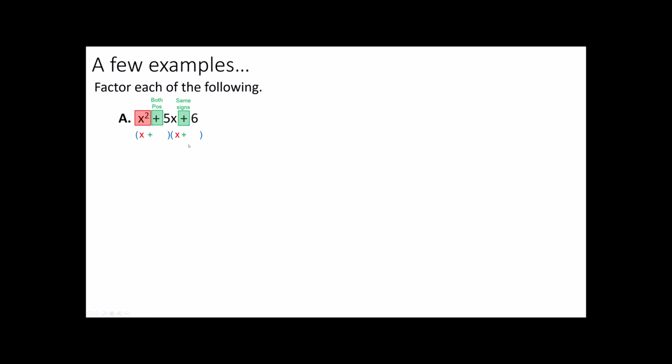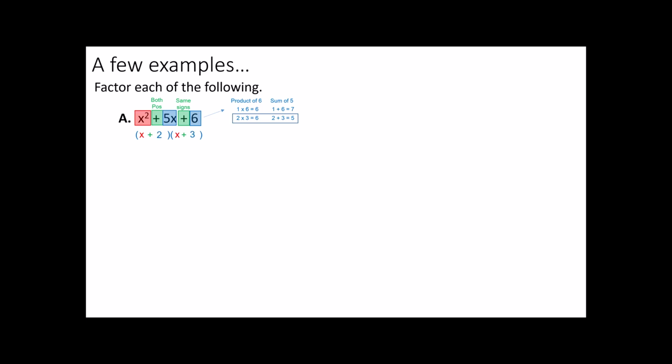And then I'm going to take these last two numbers and multiply them together, and they have to give me a 6. Now, there's only two possible combinations that will give me a product of 6. Either I have to have a 1 times a 6, or I have to have a 2 times a 3. Now, when I work this out, if this is a 1 and this is a 6, I'm going to get x squared plus 6x plus 1x. If it's a 2 and a 3, I'm going to get x squared plus 3x plus 2x. Only one of those is also going to give me a sum of 5. That's the 2 and the 3.